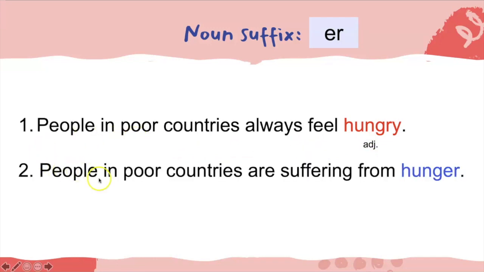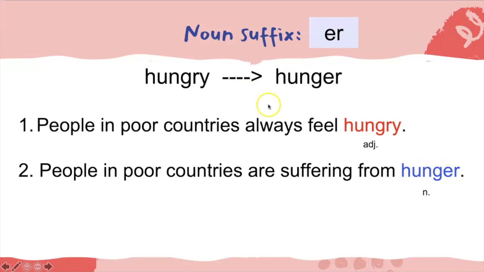Number 2, people in poor countries are suffering from hunger. Hunger is a noun here. We usually say we are suffering from something. Here is the status of feeling hungry. That's why we should put a noun here. Again, we add the noun suffix er at the end of the word to form a new word, hunger. And again, we don't just simply put er at the end of the word. We also change the spelling of the word a little bit.